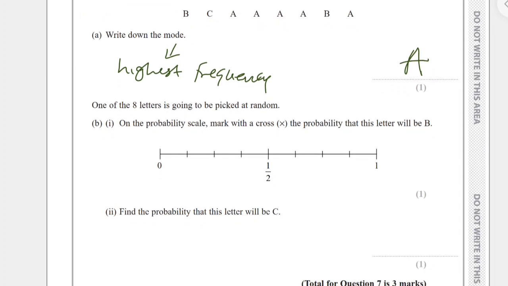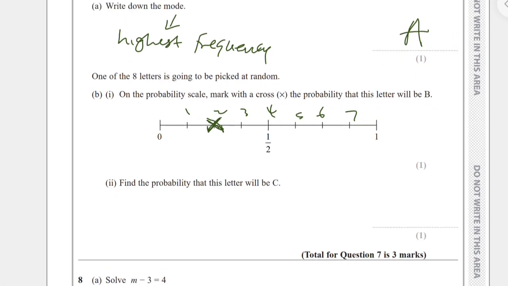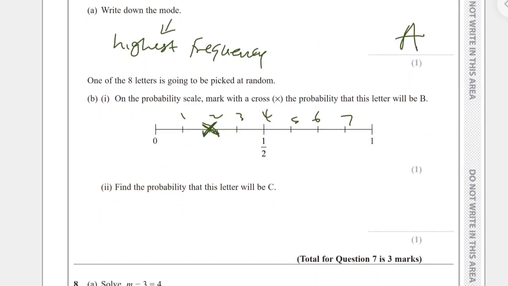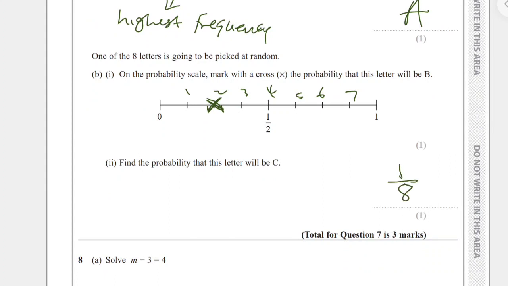One of the letters is going to be picked at random. On the probability scale, mark with a cross X the probability that this letter will be B. So how many B do we have? 1, 2. So that is 2 out of 8, which can be simplified as a quarter. Since this has been divided into 1, 2, 3, 4, 5, 6, 7, 8, 2 out of 8 is going to be this point right here. Now find the probability that this letter will be C. We have just one C, so the probability will be 1 out of 8.